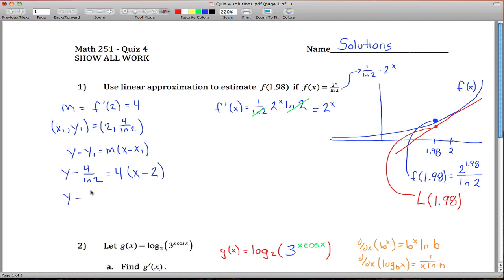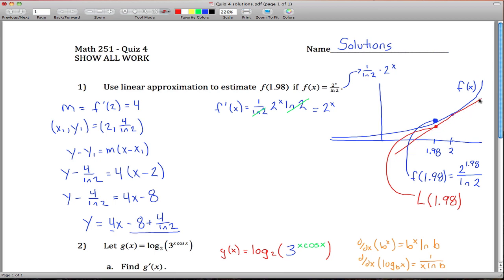And you can simplify this a little bit. Two steps. First, distribute the 4 through. So we got 4x minus 8. And then add the 4 divided by natural log of 2 to both sides to get y equals 4x minus 8 plus 4 divided by natural log of 2. So it's kind of a mess, but the way to think about this is it's y equals mx plus b. So we do in fact have the equation of a line, specifically this red line right here.